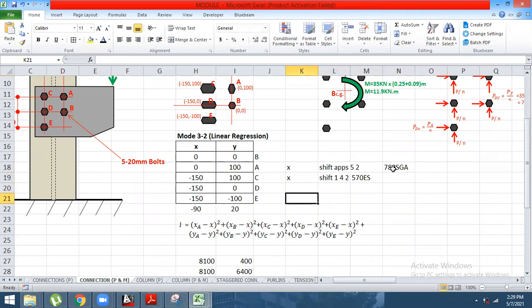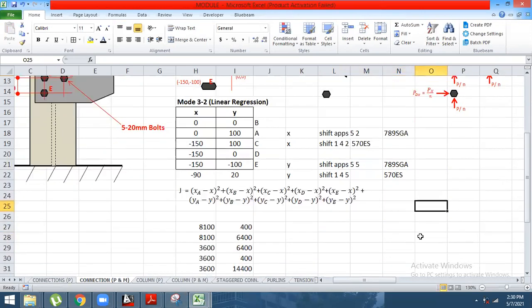For the y bar naman, as what I discussed in the statics of rigid bodies, let's just simply shift, stat, 5, 5. So ito ay shift stat 5, 5. That is for the 991 ES. For the 570, let's just simply shift 1, 4, 5. This is shift 1, 4, 5.